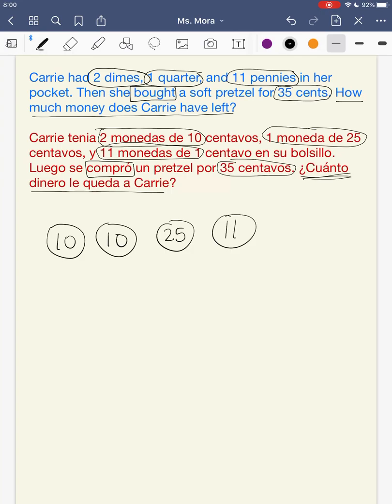Okay, so first I need to figure out my total. So I have 10, 20, plus 25. Alrighty, so I have 45. Plus 11, so I have 45 plus 11 equals, and you should be able to do that in your brain really quick. And I have 56. Okay, so those are 56 cents. So then you're going to do 56 cents minus, right? We said we're taking away the 35 cents that she paid for her pretzel. So minus 35 equals, okay?